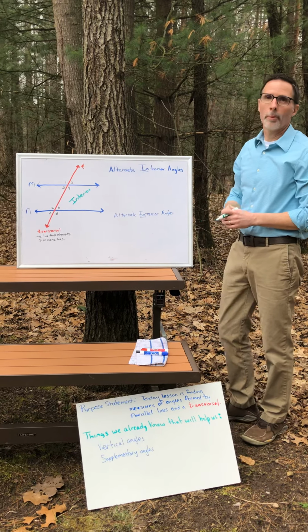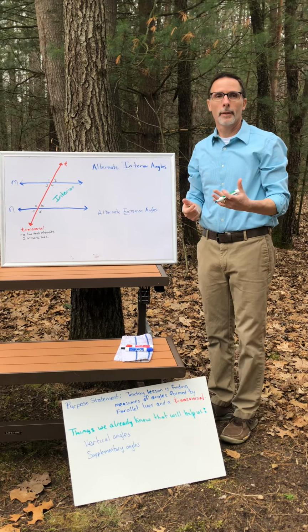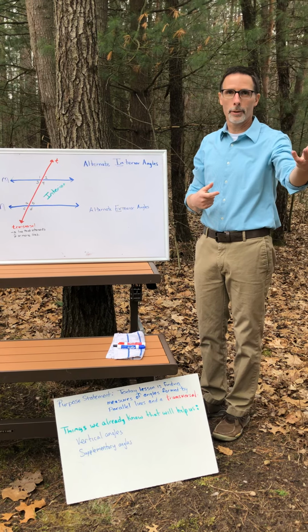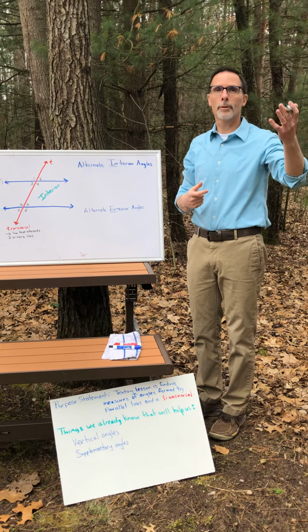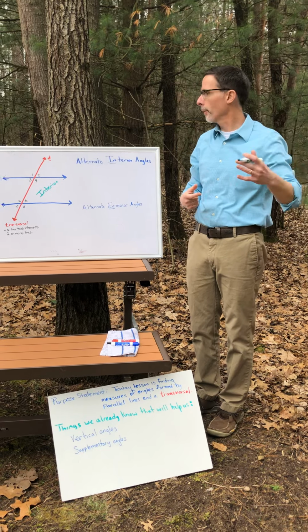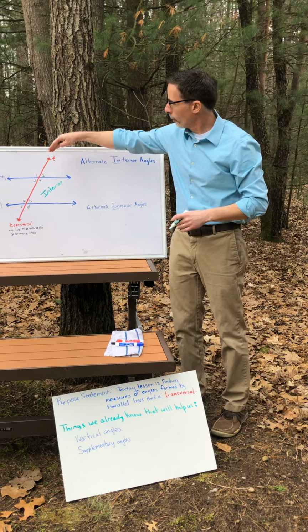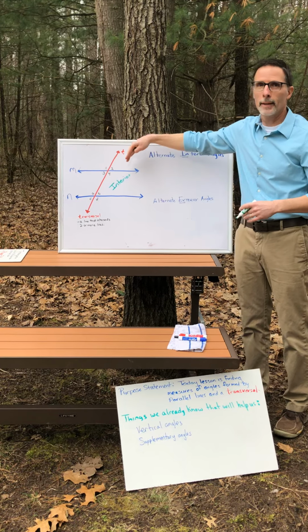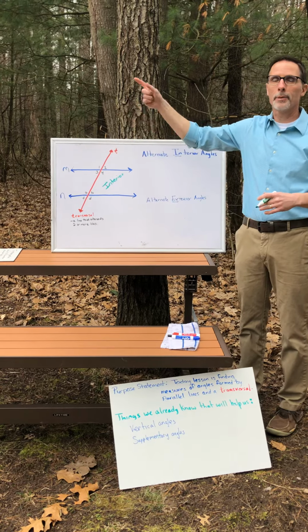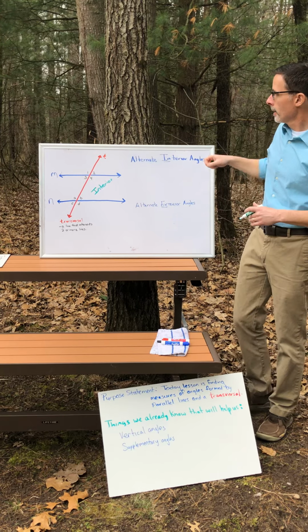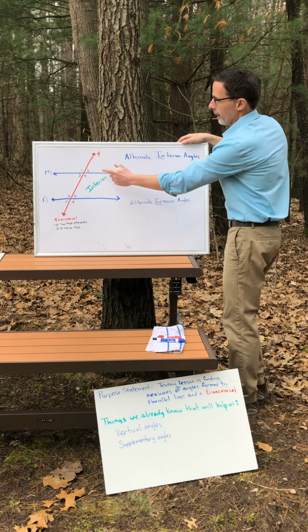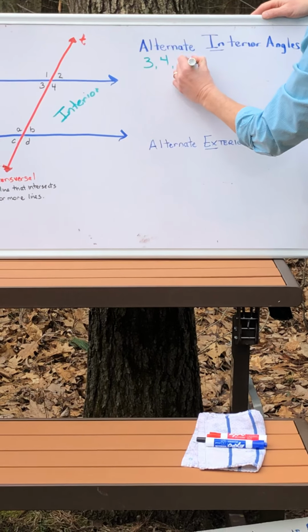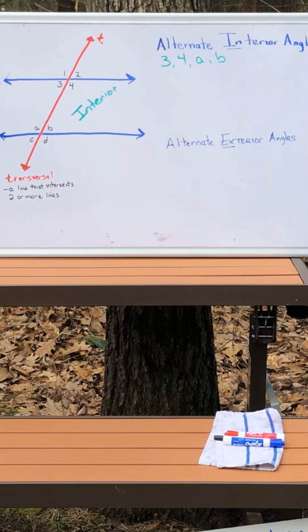Alternating. If we were playing a game, we alternated turns. Like Dakota, if you and I were playing a game, first it would be my turn, then it would be your turn. Then it would be my turn, and we would alternate back and forth, back and forth. When we alternate, we're going to go from one side of the transversal to the other. It's going to be this guy's turn, then this guy's. We're going to go back and forth on opposite sides of the transversal. So, we have angles 3, 4, A, and B as our interior angles.